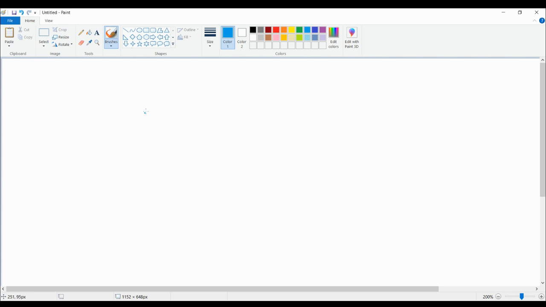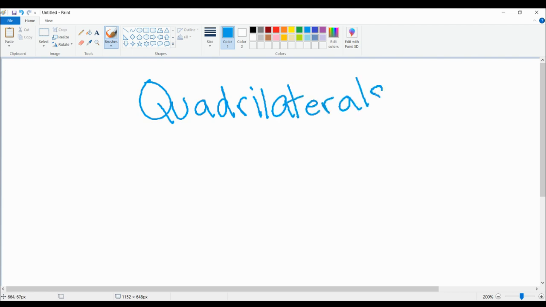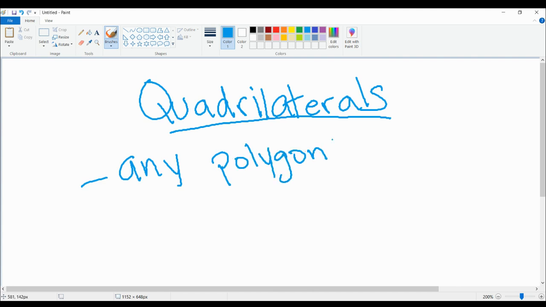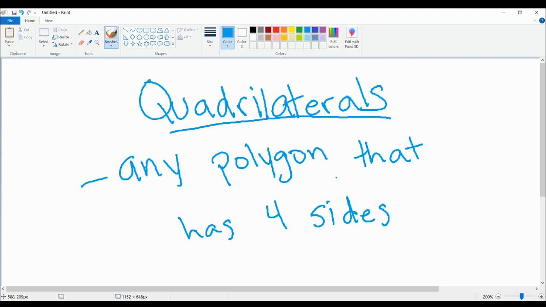Okay, so before we start learning about parallelograms, we have to learn about this big umbrella category that parallelograms fall under. These are called quadrilaterals. So, what is a quadrilateral? A quadrilateral is any polygon that has four sides. So it's any polygon that has four sides.